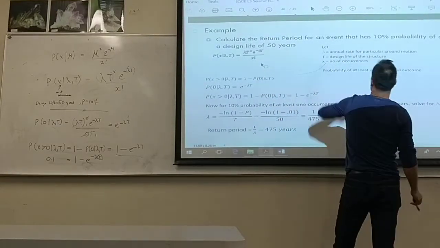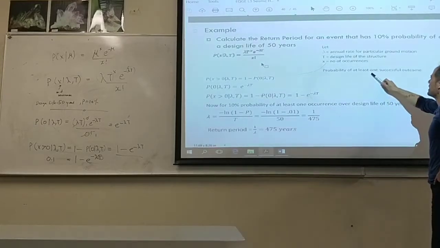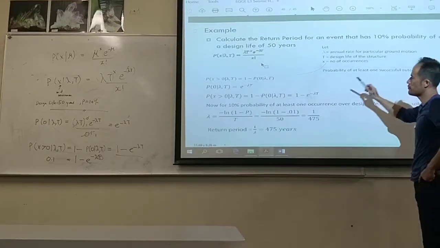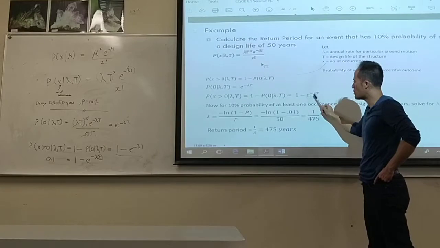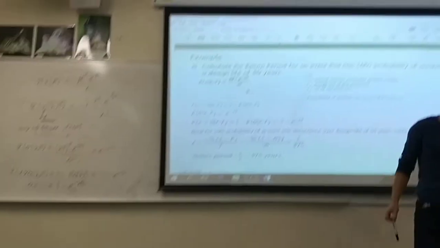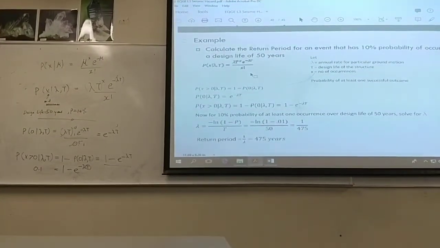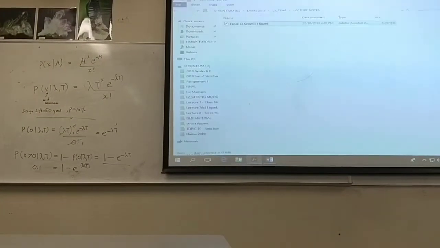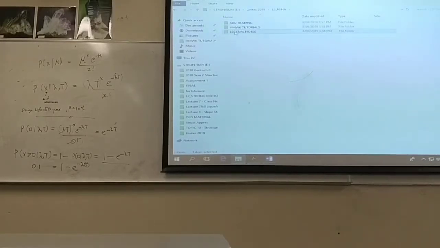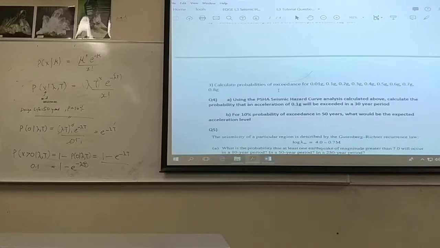With this information, we take into account at least one successful outcome. We use this formula, we derive that formula, and we calculate that. Okay, so now let's look at some other examples. So again, going back to this homework question, right?